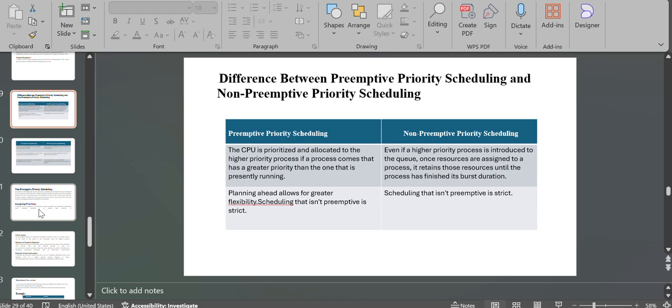In non-preemptive scheduling, even if a higher priority process is introduced to the queue, once the resources are assigned to a process, it retains those resources until the process has finished its burst duration. Planning ahead in preemptive scheduling allows for greater flexibility. Scheduling that is non-preemptive is strict.